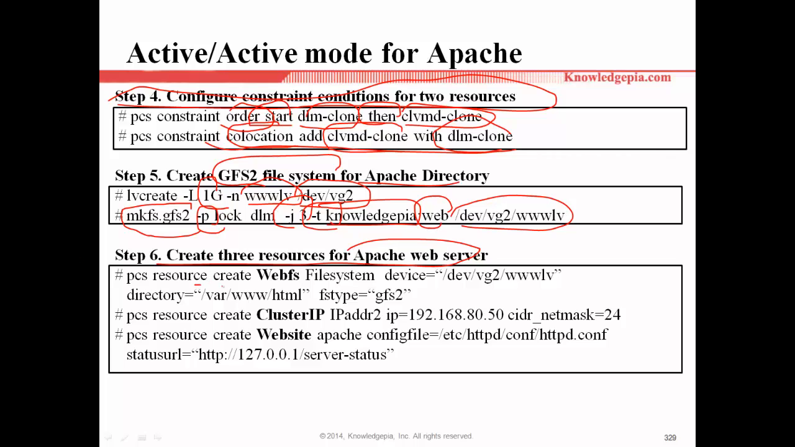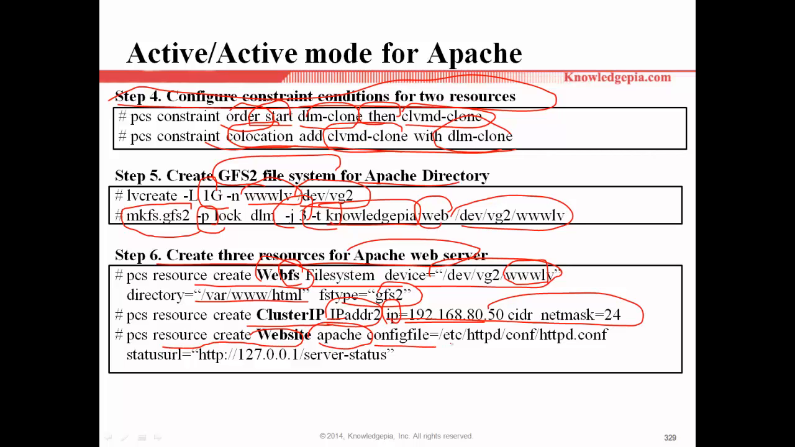First, create the WebFS file system. Here the type is the filesystem option. In my case, I will use the volume group 2, the logical volume www.lv, and the directory for this will be www.html, and the file system type will be GFS2. After that, the cluster IP for the floating IP address, so IPaddr2 as a type, with the option IP as the floating IP address, and the CIDR mask. And the number 3, Website, this one, Apache.